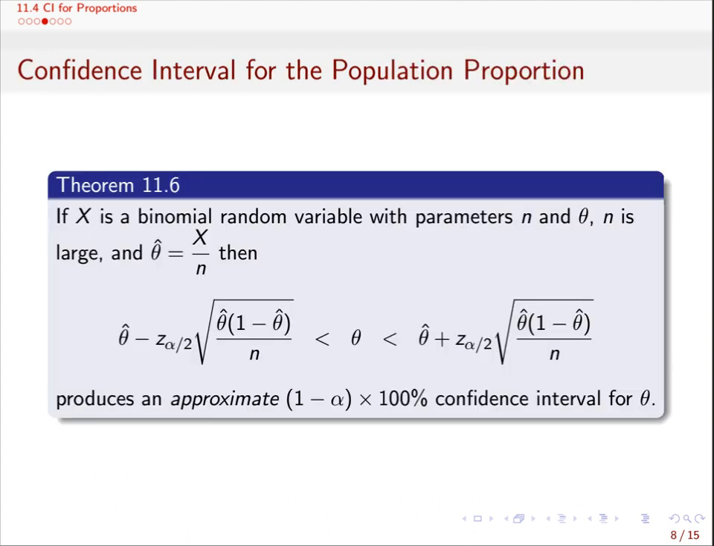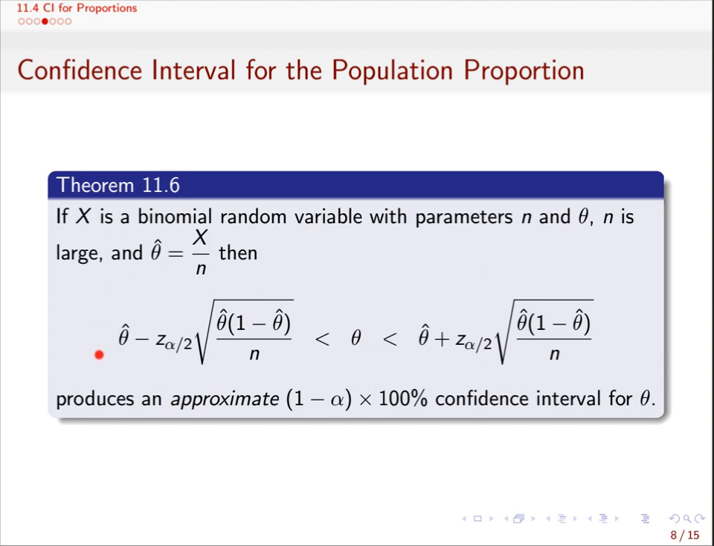If we were to follow through all the steps of that derivation, it would lead us to theorem 11.6 from the Freund reading, that if x is a binomial random variable with parameters n and theta, n is large, and if theta hat equals x over n, then our confidence interval is as follows.